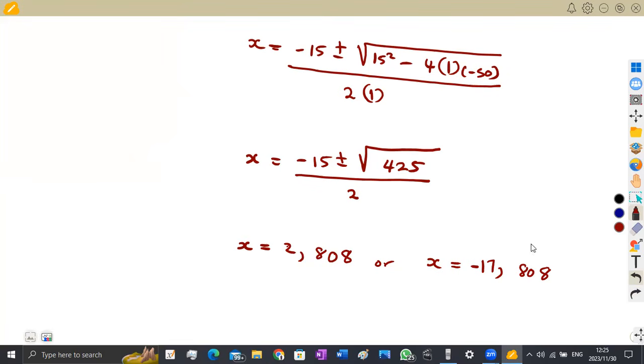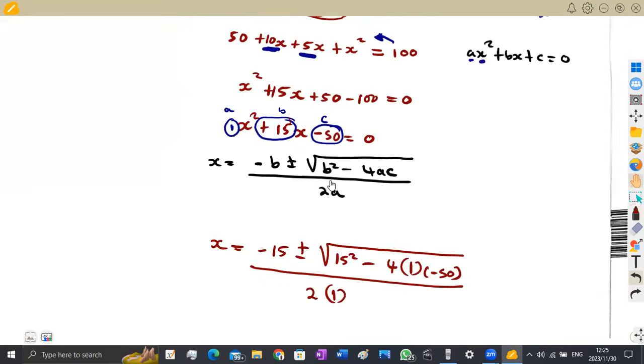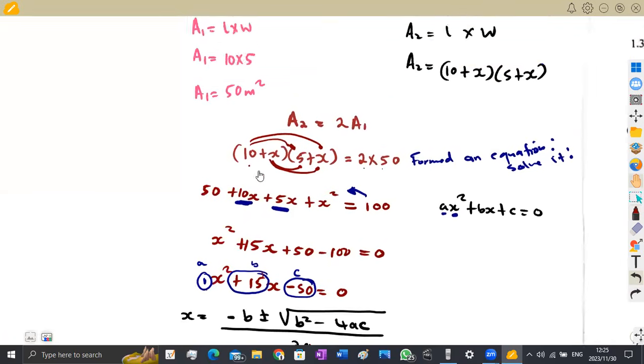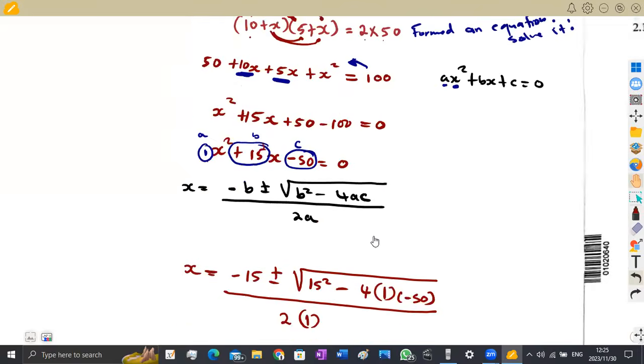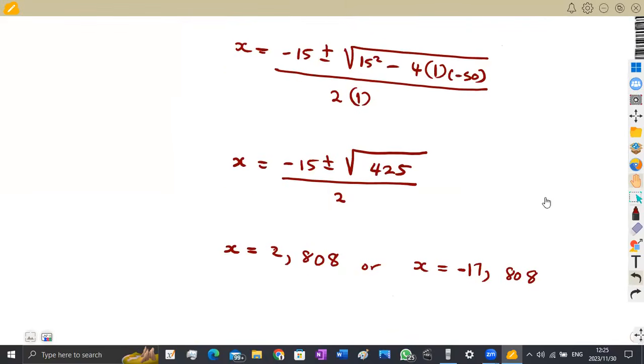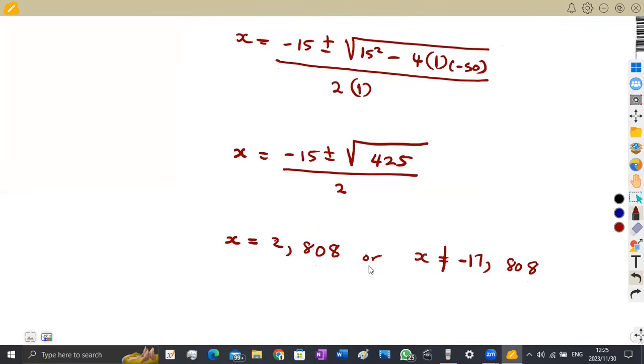If we check these values that we are having, the first thing to notice is that we are having a negative. And the X that we are talking about is an extension, a length. We extended our length by X, so it can't be extended by a negative in order for us to have a doubled area. So our X cannot be this value of negative 17,808. Our X is going to be the positive, 2,808.